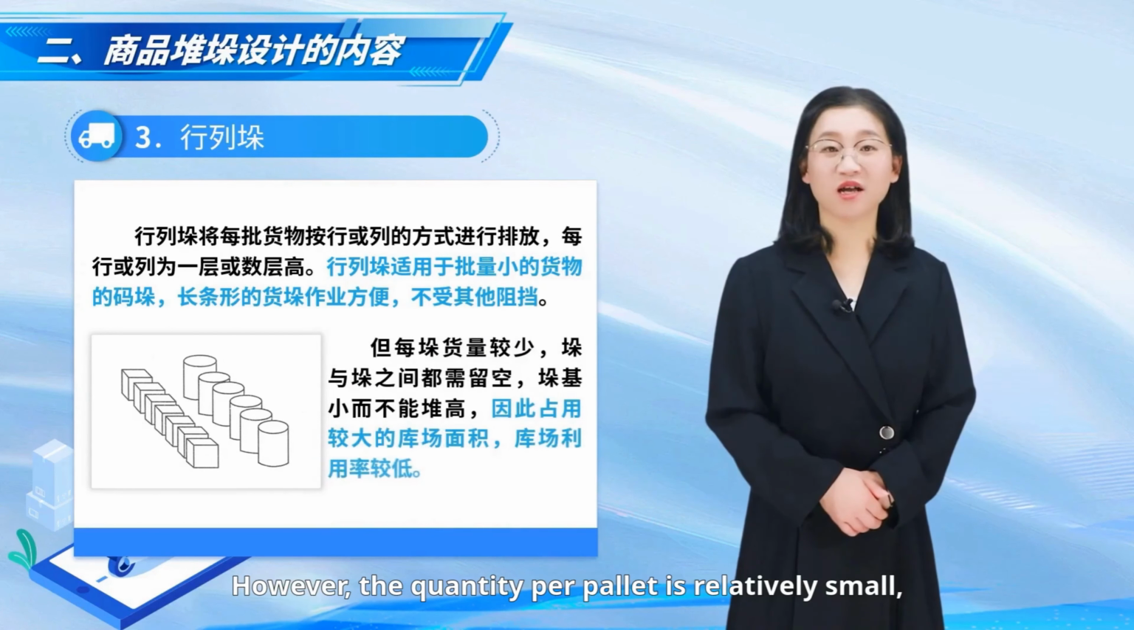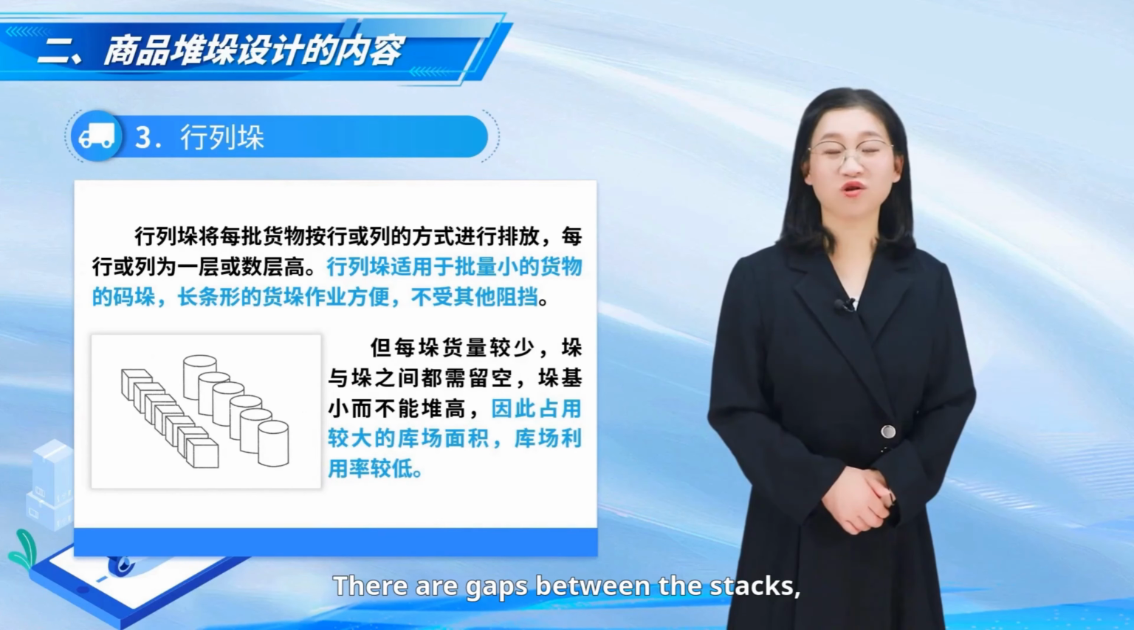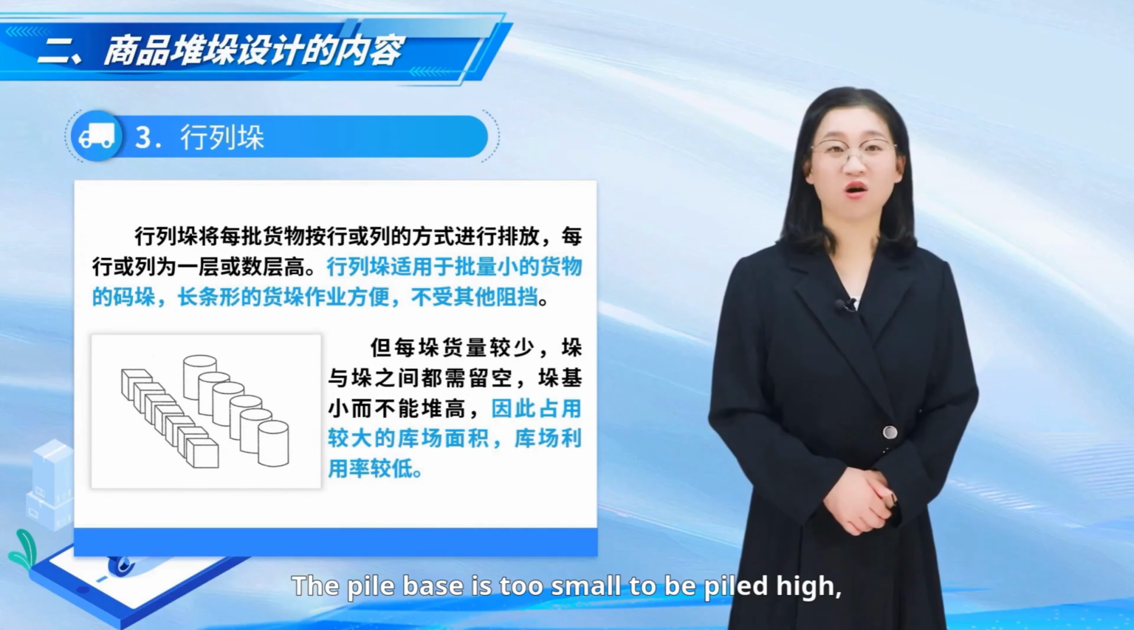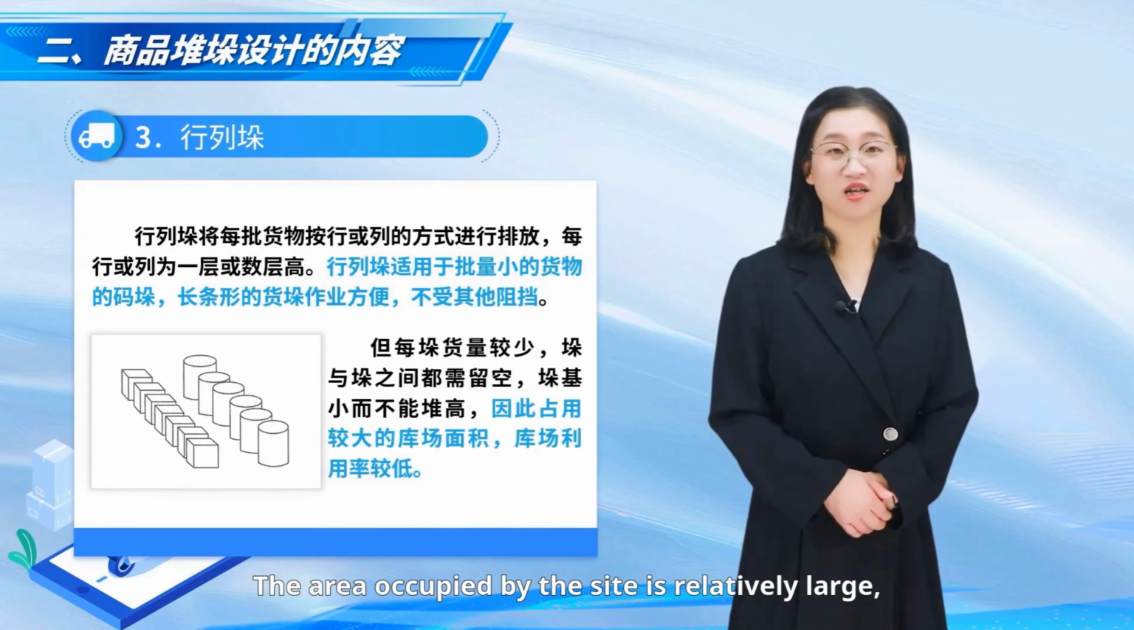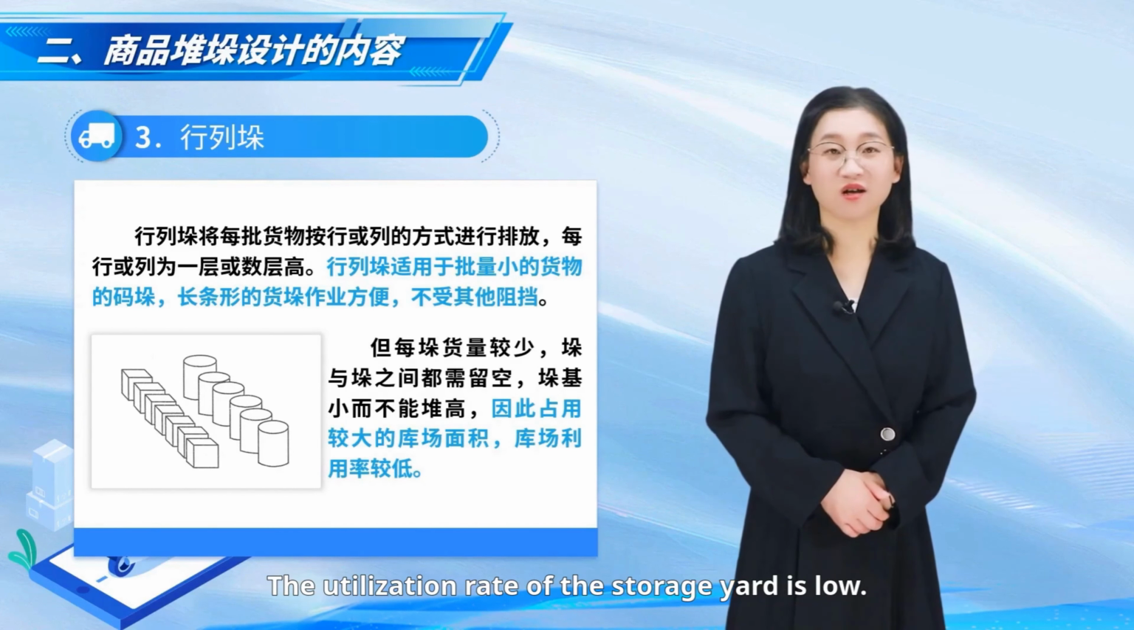However, the quantity per pallet is relatively small. There are gaps between the stacks. The pile base is too small to be piled high. Therefore, the area occupied by the site is relatively large. The utilization rate of the storage yard is low.